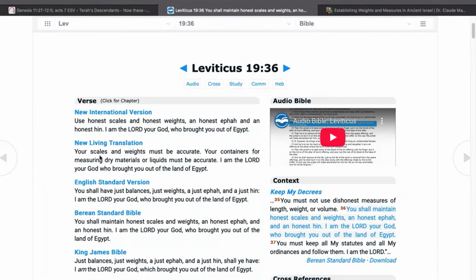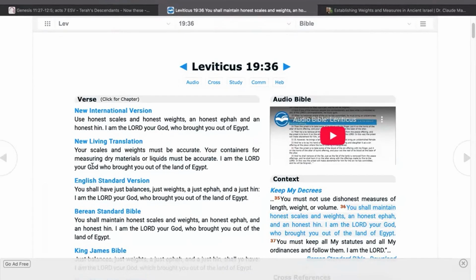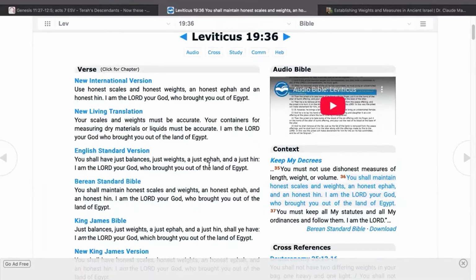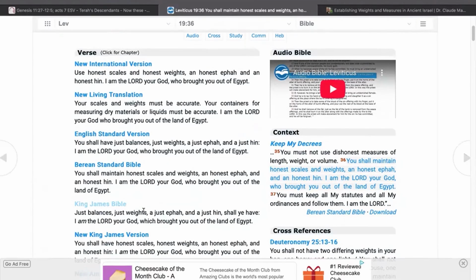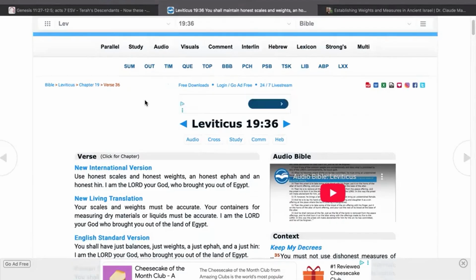The New Living Translation: your scales and weights must be accurate. The English Standard Version: you shall have just balances, just weights, just ephah. All right, let's do the King James real quick. Just balances, just weights, and a just ephah and a just hin. So this idea, just weights, honest weights, your scales and weights must be accurate. Well, let's look at now, what is the word for weights?